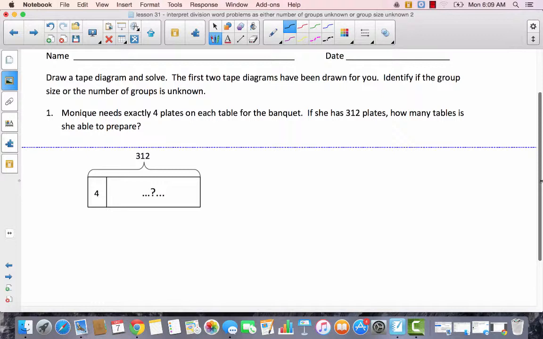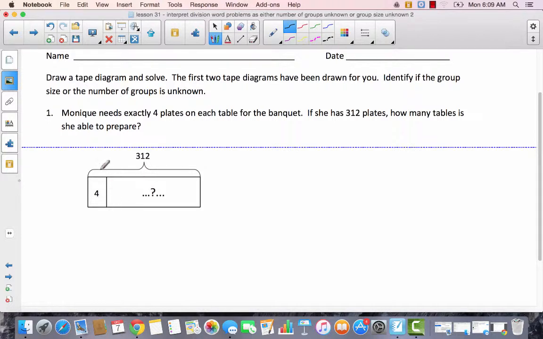Monique needs exactly 4 plates on each table for the banquet. If she has 312 plates, how many tables is she able to prepare? So when you take a look at this tape diagram, it looks a little different than any tape diagram we've seen before so far. You're going to notice that 312 is our total.